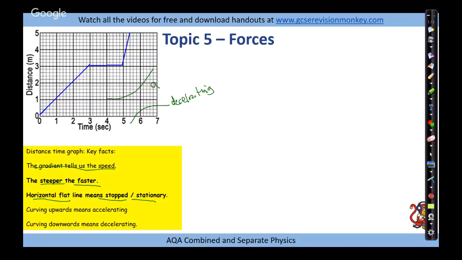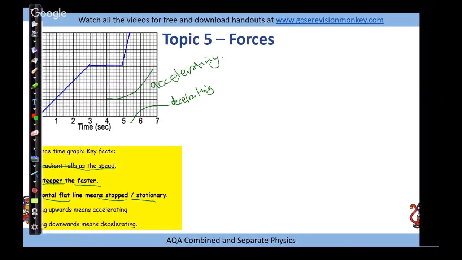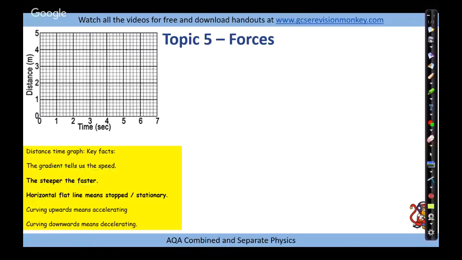I appear not to be able to write properly, but decelerating and accelerating. Okay, now if you need to take the gradient of a line, if I just get rid of all this that I've got here and I make a line going, let's say, all the way over there. To work out the gradient, we need to do the change in y over the change in x, the change in these values here divided by the change in those values there.